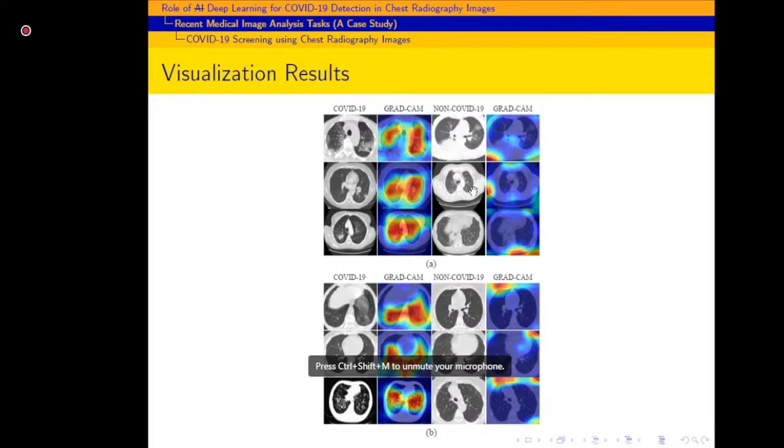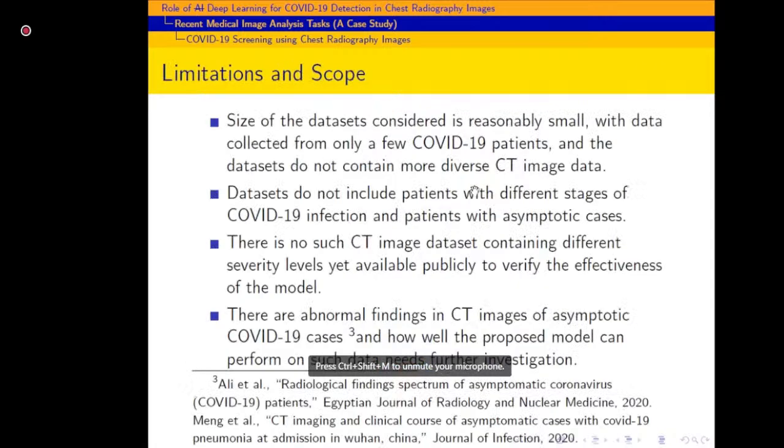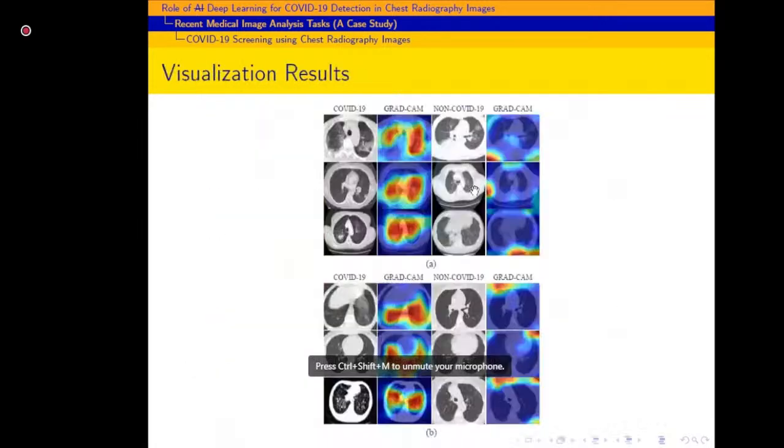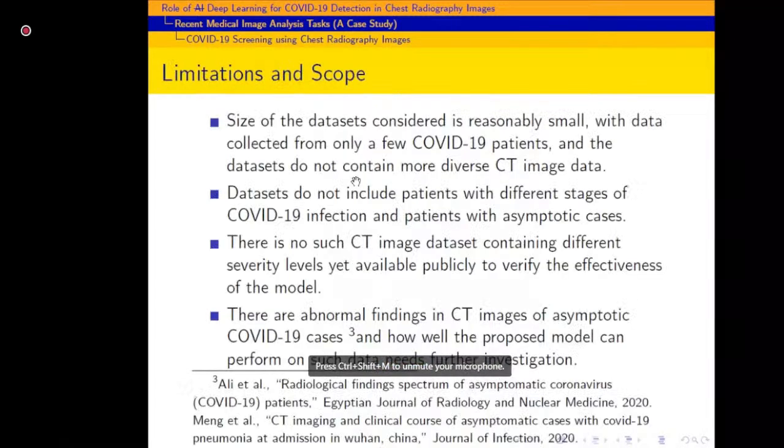Yes, it is possible with the help of attention mechanisms, which people are right now using with convolutional neural networks. There are some limitations in the work we have done. The data set size was pretty small initially, but later we used a bigger data set. The problem is that the data set we used does not include patients with different stages of COVID-19.